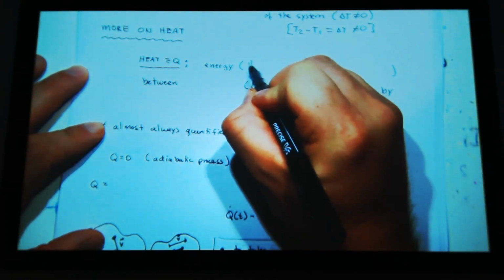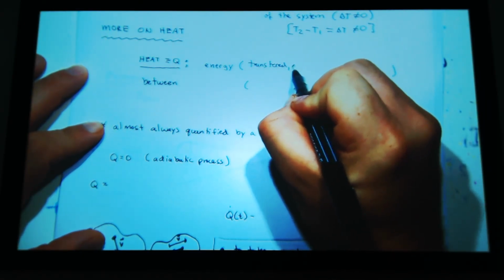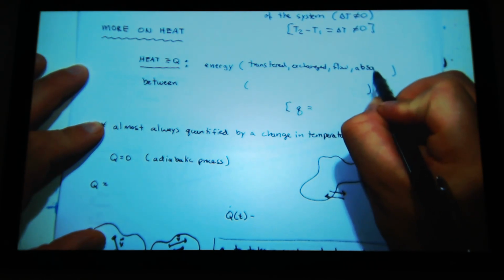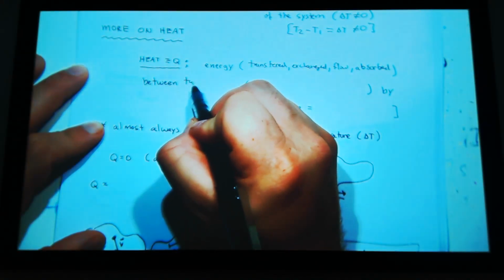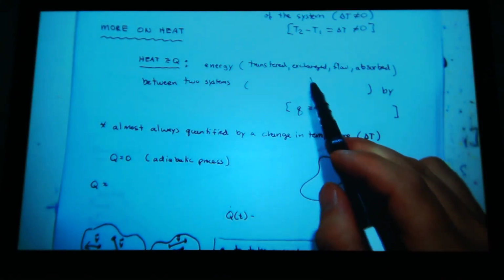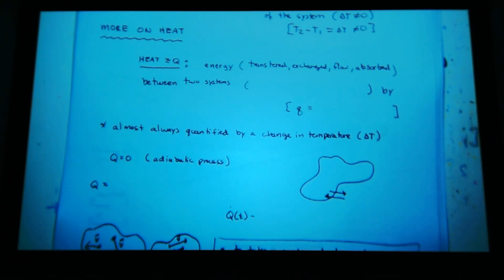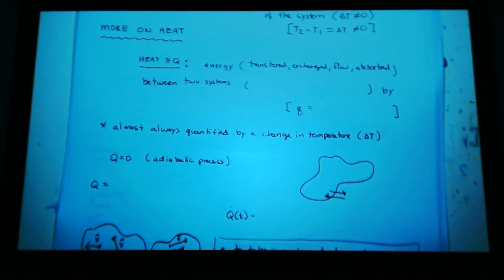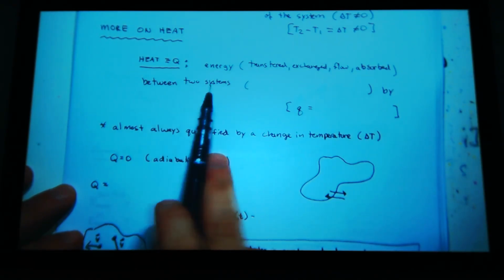So energy transferred, exchanged, energy flow, or energy absorbed between two systems. Two systems, so it has to be across some boundary. Now, I can get internal heat generation, but when I have internal heat generation, that gets a little bit complicated because then it's hard to define a boundary. But the two systems are the system at two different states: before internal heat was generated, after internal heat was generated. So two systems kind of gets to two states. But in general, let's just think of two systems.